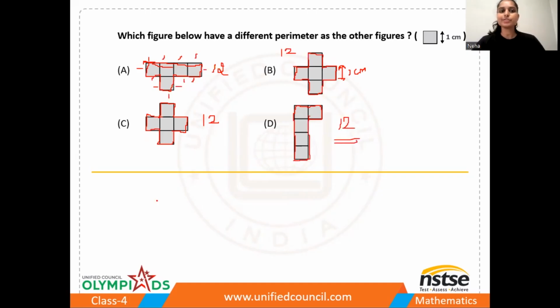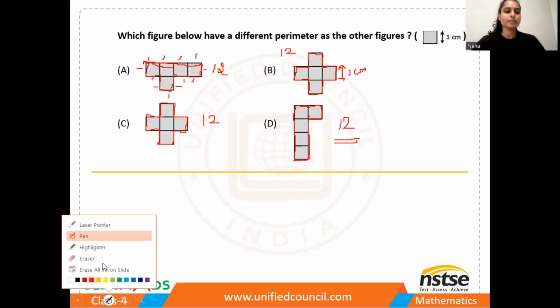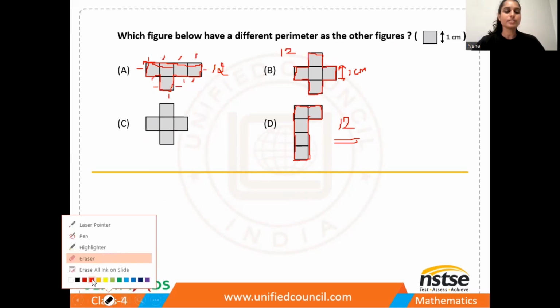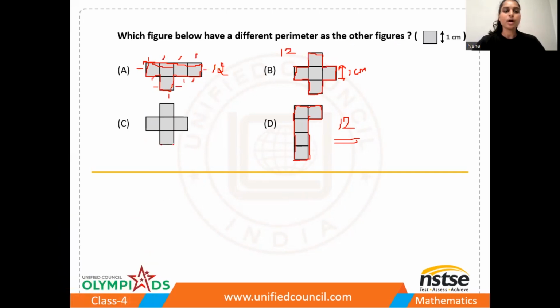For option C, let me check it again. Let me erase this. Alright. So for option C, it is what? This is 1, 2, 3, 4, 5, 6, 7, 8, 9, 10, 11, and 12. Yes, this is 12. So I can say that this is not different for anyone. All are the same. Okay.